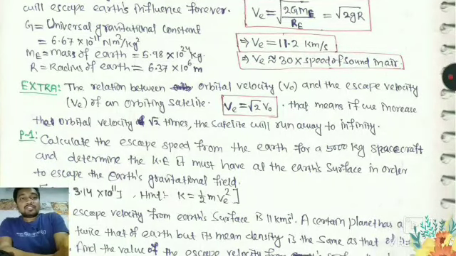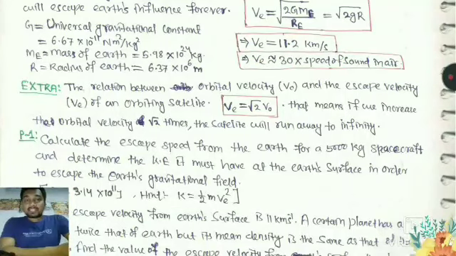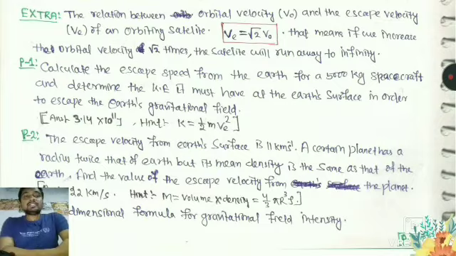The relation between orbital velocity and escape velocity: the escape velocity is root 2 times the orbital velocity V naught. That means if we increase the orbital velocity root 2 times, the satellite will run away to infinity, that is, it will achieve escape velocity. Okay, the 3 problems are given.